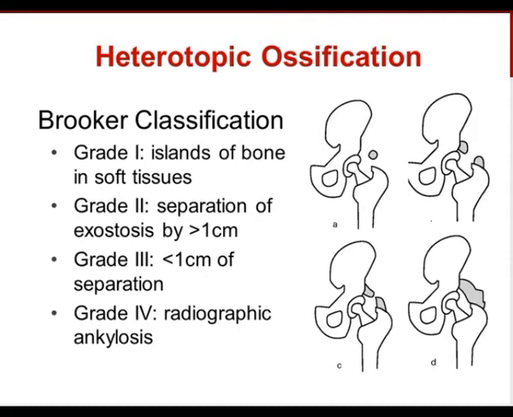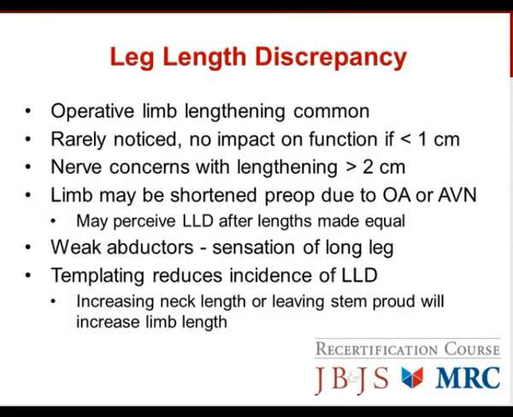Limb length discrepancy, slight lengthening of the operative limb is fairly common after total hip arthroplasty. Most patients rarely notice this or if there's any impact on function if it's less than 1 centimeter. Once we get above 2 centimeters of lengthening, we start getting concerned with nerve issues. Remember that patients may perceive a limb length discrepancy after total hip arthroplasty due to soft tissue differences or weak abductors, the so-called perceived limb length discrepancy that will resolve with time.